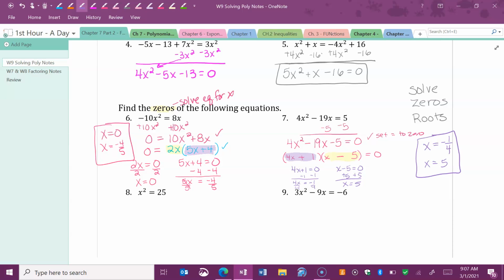Number 8, we need to set the equation equal to 0. I'm going to move the 25 over. I get x squared minus 25 equals 0. The second step is to factor.